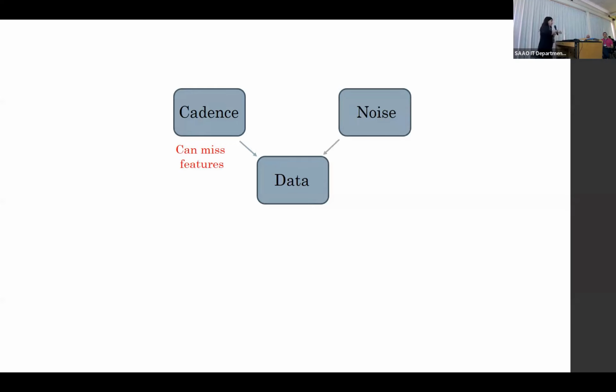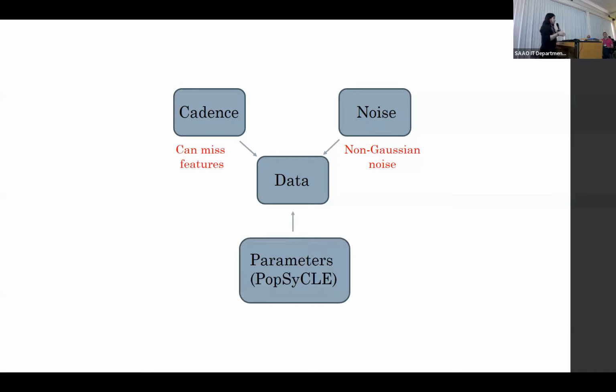There's noise in your data, which in general can be scattered, but there can be correlated and uncorrelated noise. If there is correlated or non-Gaussian noise in your light curve that's not included in your fit, this can cause bias. In this case, we'll just be considering Gaussian error though. And then there are the parameters that give you your microlensing event. We used PopSyCLE, a microlensing population synthesis code, to generate parameters for fits, binaries, black holes, all that jazz. But of course, there could be errors in your galactic model that can cause issues.